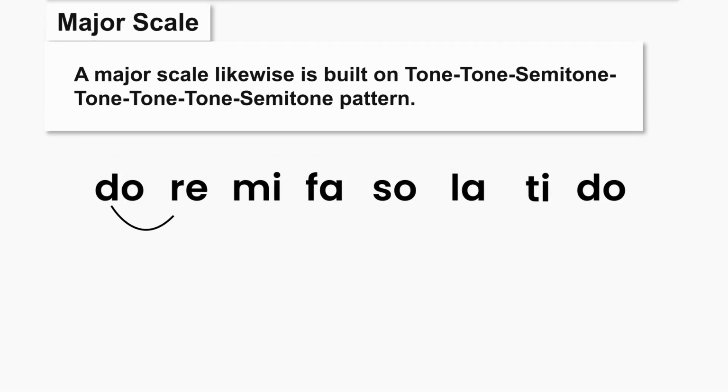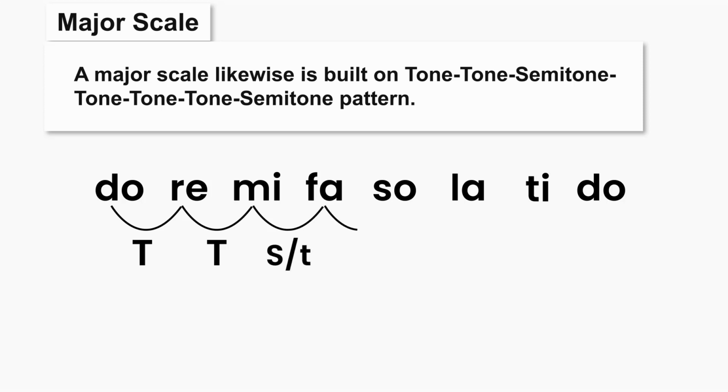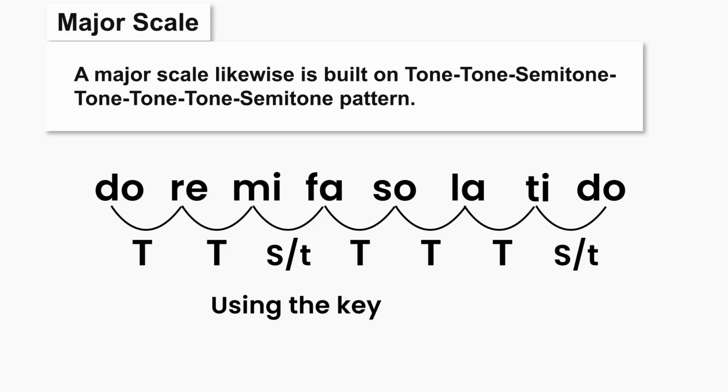From do to re is a tone. From re to mi is a tone. From mi to fa is a semitone. From fa to sol is a tone. From sol to la is a tone. From la to ti is a tone. From ti to do is a semitone, using the key of C major.